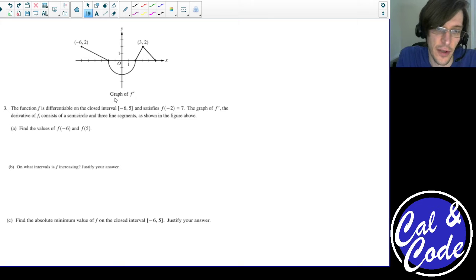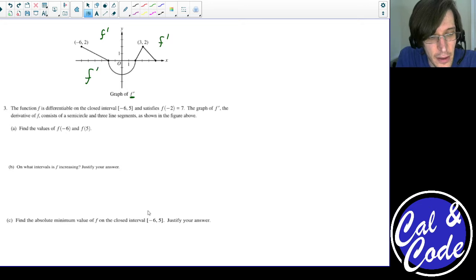So we're going to start off with this. It's a graph of f prime. So this is not the graph of f. This is the graph of f prime. I want to make sure that I remember that. And it's differentiable on the closed interval from -6 to 5. It has an initial condition that f of -2 is equal to 7.